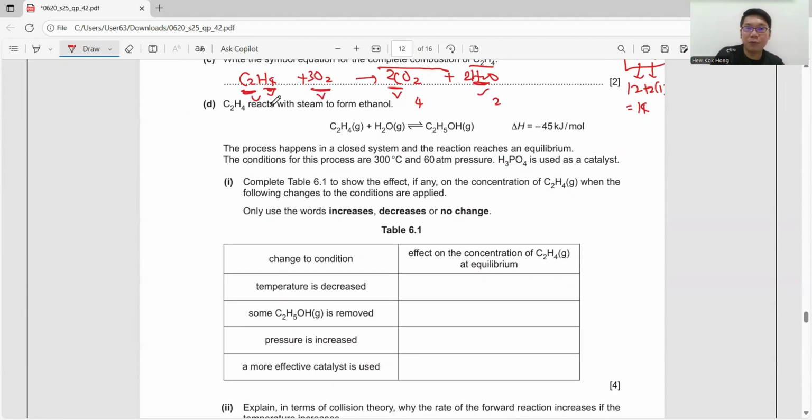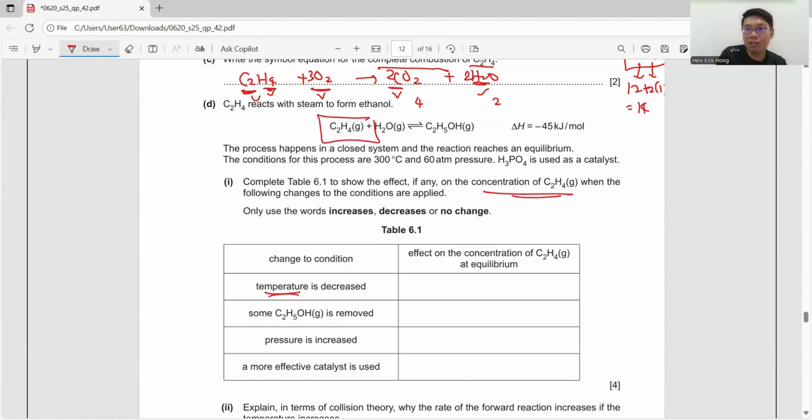D. C2H4 reacts with steam to form ethanol. The process happens in a closed system and the reaction reaches equilibrium. The condition for this process is 300 degrees C, 60 atmospheric pressure. Catalyst is this. Complete this table, show the effect, if any, on the concentration of C2H4 when the following changes to the conditions are applied. So they talk about the concentration of C2H4.